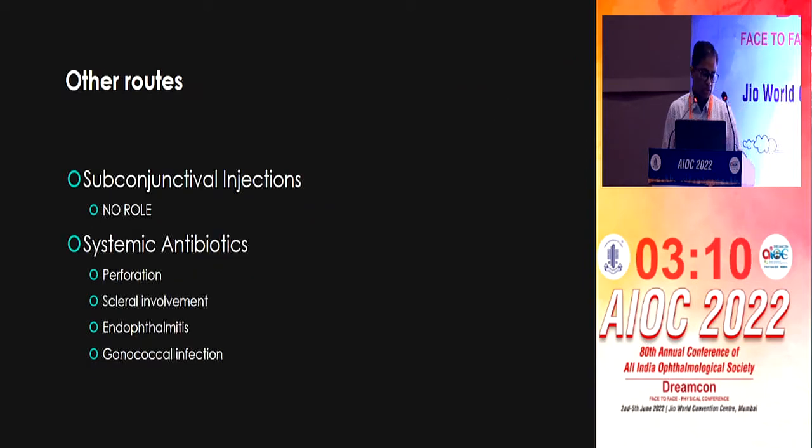Other routes like subconjunctival injections have no role. Systemic antibiotics you can give in case of perforation, or if there is scleral involvement, if the patient has endophthalmitis and has come to you with a corneal ulcer, or if there is a proven gonococcal infection.